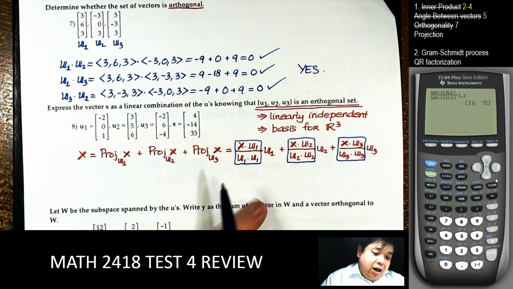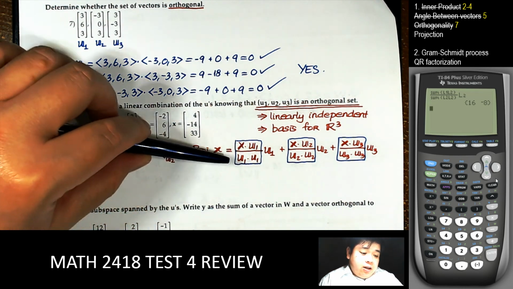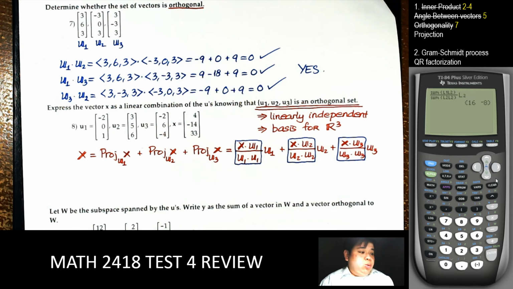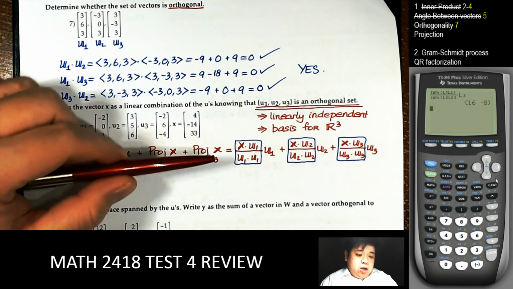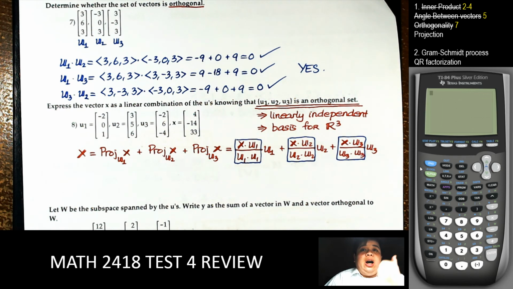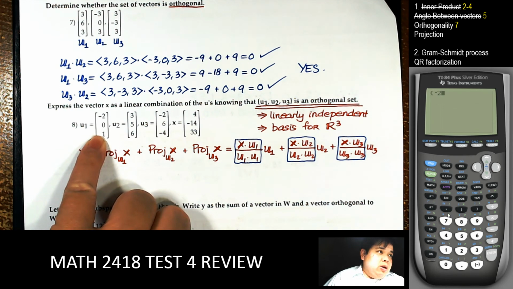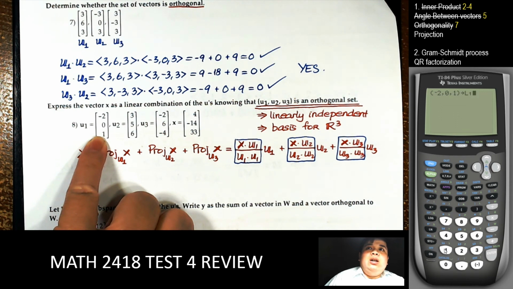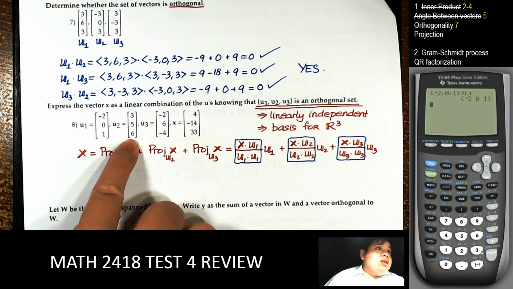The coefficient, the component of vector x on u1, u2, and u3. Right, so we're going to do each one of them. So first, we also kind of save space here. So we have vectors u1, u2, u3. Let's use L1, L2, and L3 for those. Okay, negative 2, 0, and 1. I will store that into list 1, L1. Second one: 3, 5, 6.